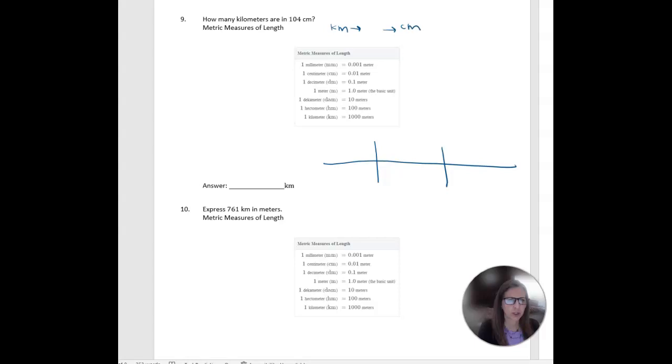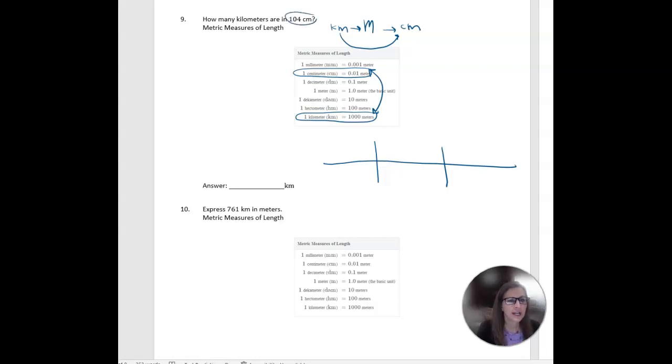All right, so I look at my chart: centimeters to meters, kilometers to meters. But I don't see anything that takes me directly from kilometers straight to centimeters. Now, notice I can go from centimeters to meters. Okay, so maybe I need to do meters. And I can also go from kilometers to meters. So what they have in common is they both have meters. So meters is kind of going to be the link between kilometers and centimeters. Okay, so let's get started.